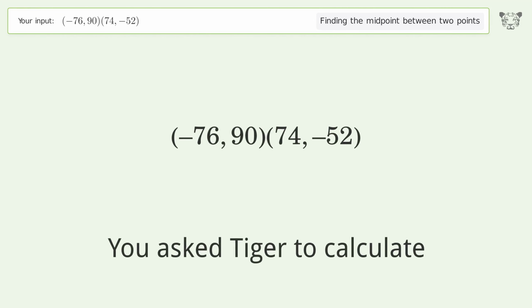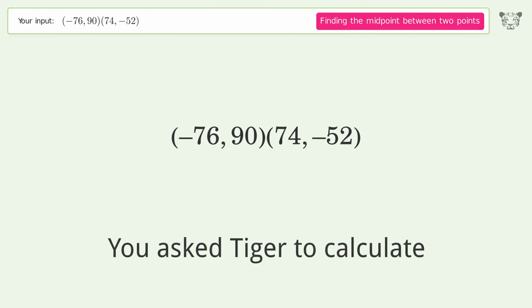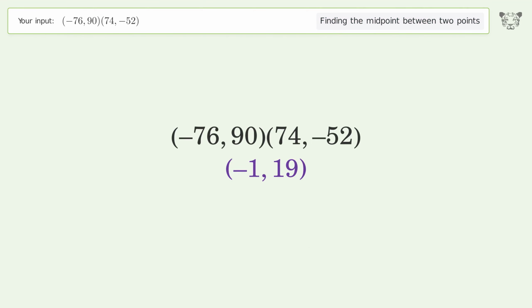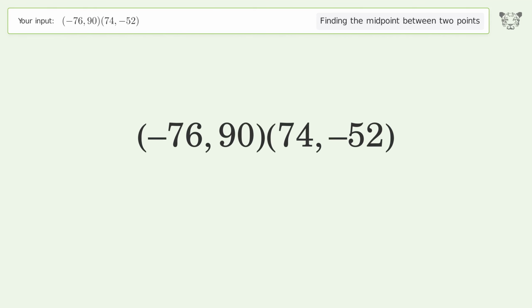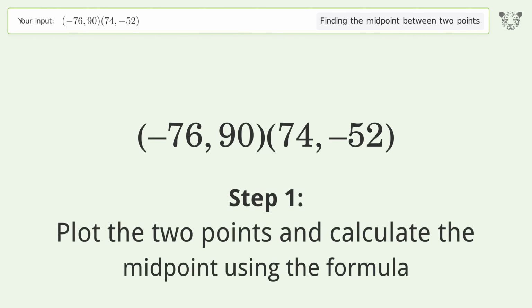You ask Tiger to calculate. This deals with finding the midpoint between 2 points. The midpoint between the 2 points is -1, 19. Let's solve it step by step. Plot the 2 points and calculate the midpoint using the formula.